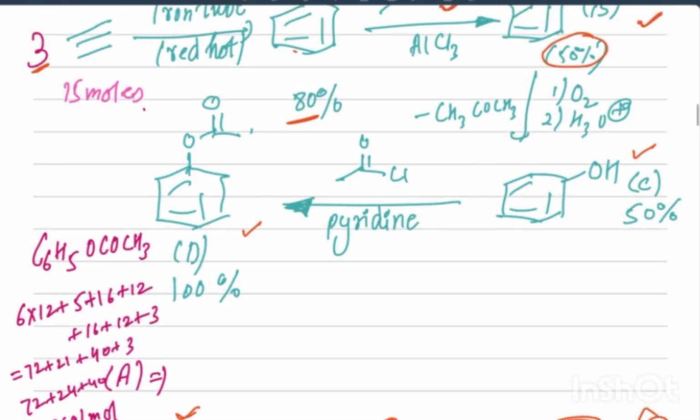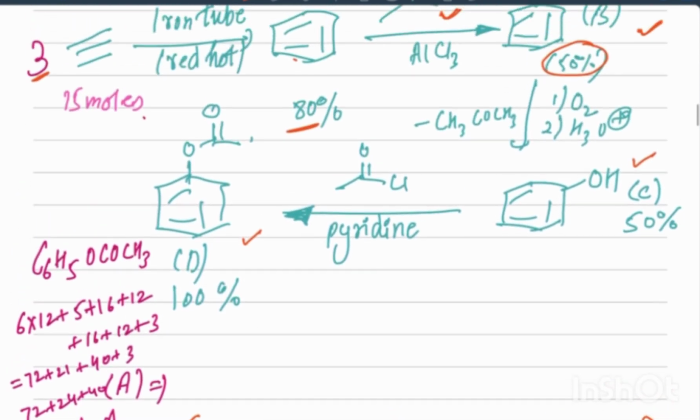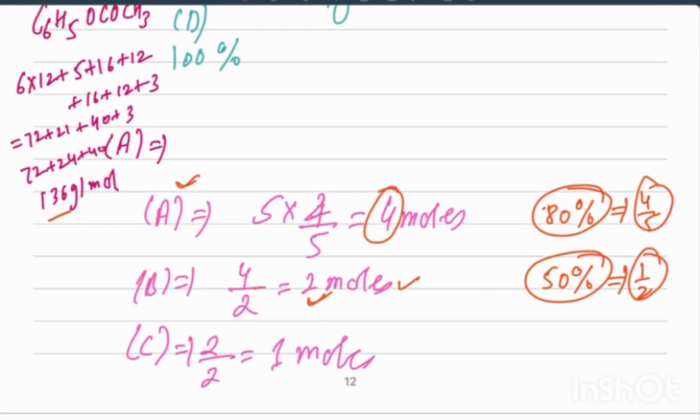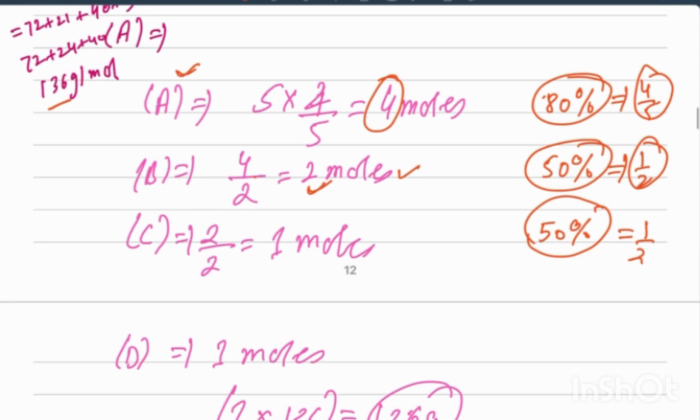Now after that, if you see here, 1 mole of cumene will give 1 mole of phenol. So 1 mole of phenol should form, and we have cumene as 2 moles. So 2 moles of cumene will give 2 moles of phenol, but because it also has a 50% yield, we have to multiply it with 1 by 2. So when we multiply 2 with 1 by 2, we will get 1 mole of C.